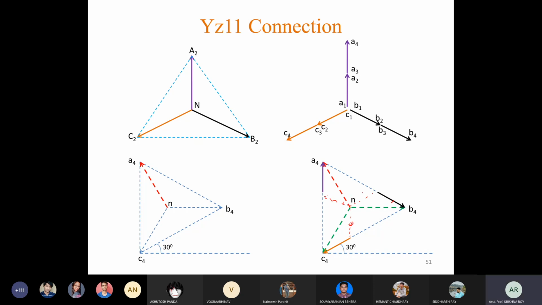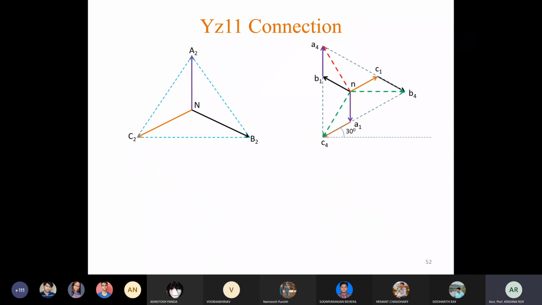So identify these phasors. This one, what is this one? A2 A1. This one, C2 C1, yes, and this one B2 B1. So all the 2 terminals are shorted, right? So that is the complete phasor diagram for YZ11 connection.